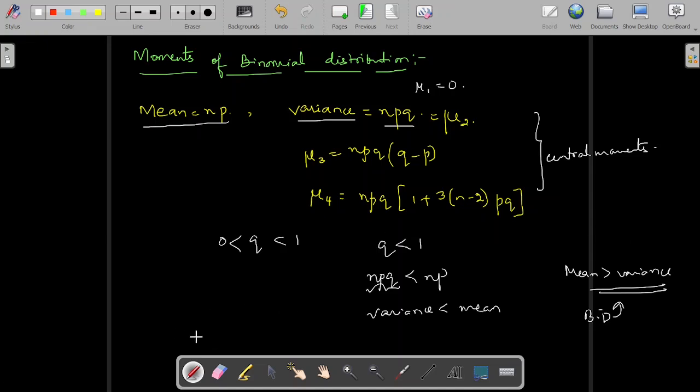And variance is given by sigma square equal to npq. Therefore, sigma equals square root of npq, which is nothing but the standard deviation. Standard deviation is given as square root of npq.